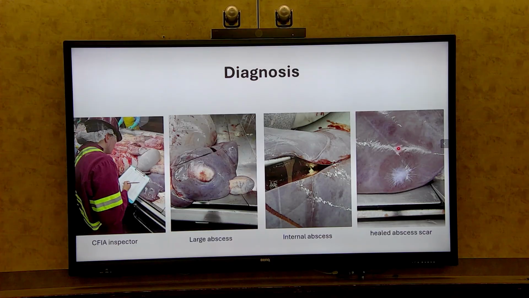So as I said, this is diagnosed in the plant. In the processing plants, there are CFIA inspectors who are specifically looking at livers and grading them. Here we have an example of a large abscess on the surface of the liver. Here, the liver's been cut open and you can see there's an abscess on the inside of the liver. And this is an example of a liver that had an abscess that has since resolved, and it's visualized as a scar on the surface.